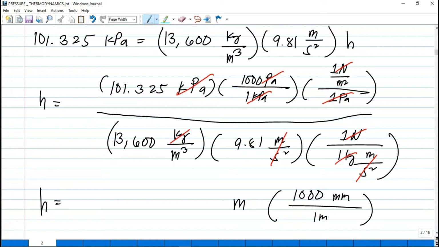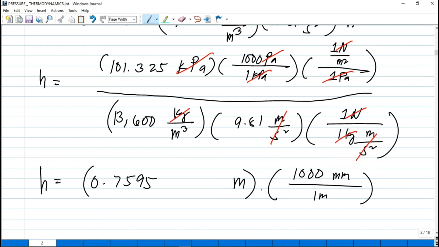101.325 times 1,000 divided by 13,600 times 9.81. Okay, so 0.7595. That is meters. Convert natin to millimeter. Multiply by 1,000. So we have here 759.5. Okay, so H is 759.5. We have here millimeters of mercury.